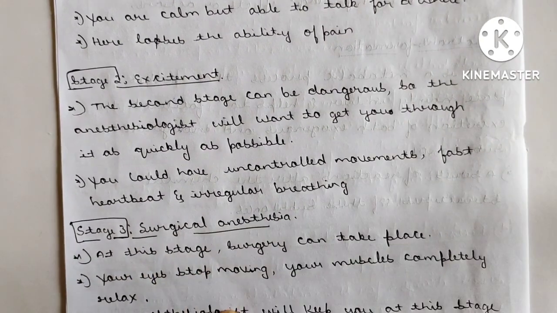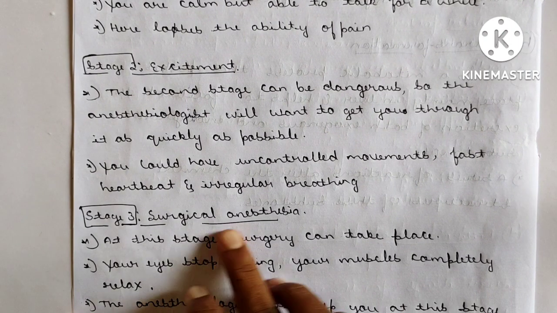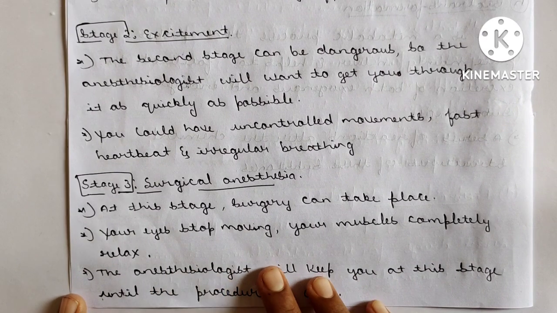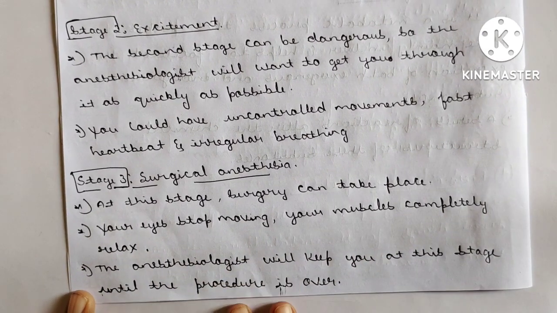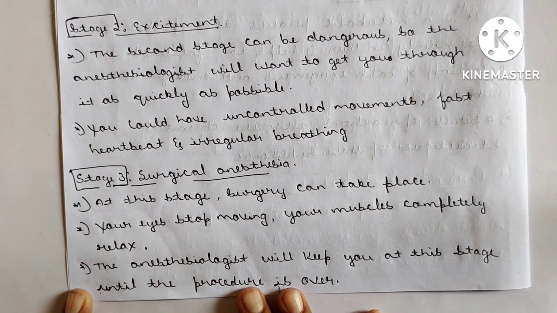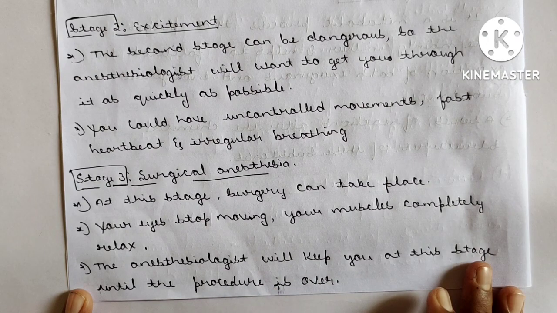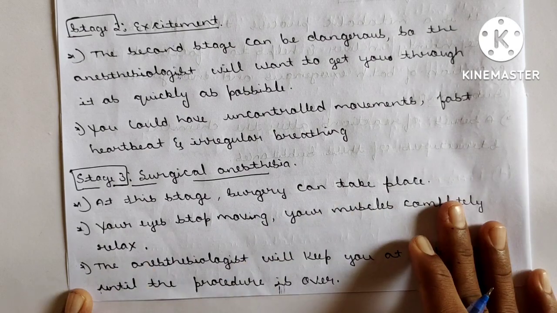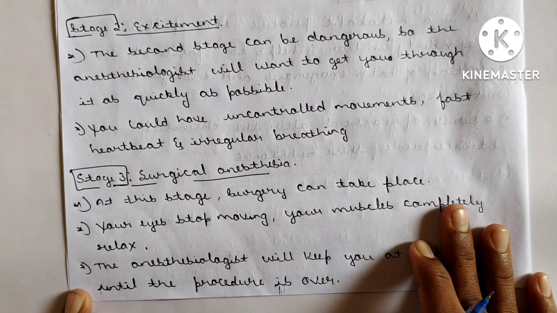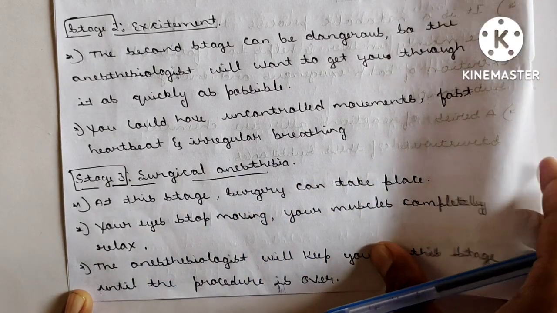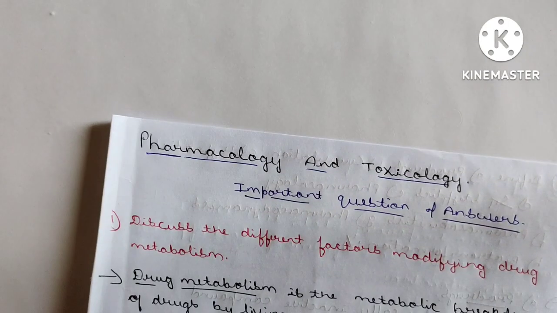Then stage 3, the last one, surgical anesthesia. See, at this stage surgery can take place. Your eyes stop moving, your muscles completely relax, and the anesthesiologist will keep you at this stage until the procedure is over, until the surgery is completed. At last he will keep you in this last stage, surgical anesthesia.